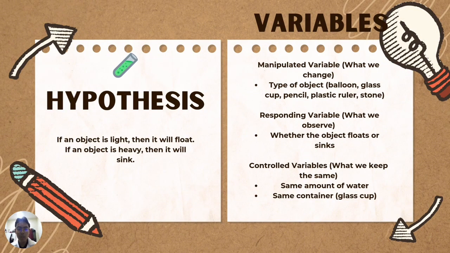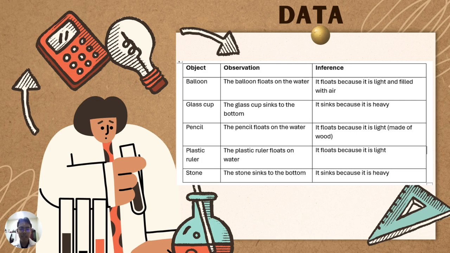The second one is the responding variable. What we observe, whether the object floats or sinks. This is when we observe the object, whether it sinks or not. Okay, the next one is the control variable. What we keep the same, like the same amount of water and the same container, to make sure our data is always accurate. For the last, we will look at the data.